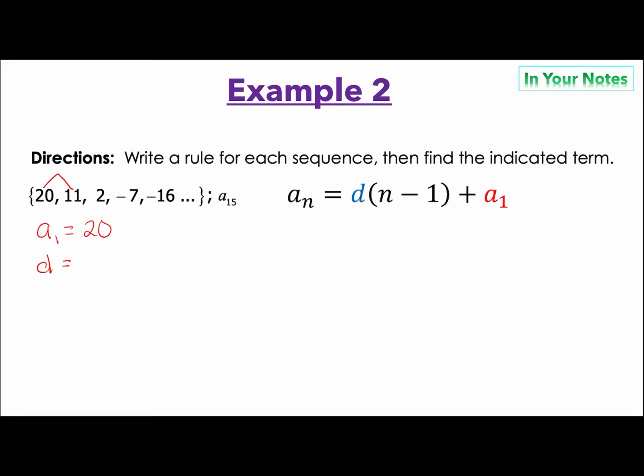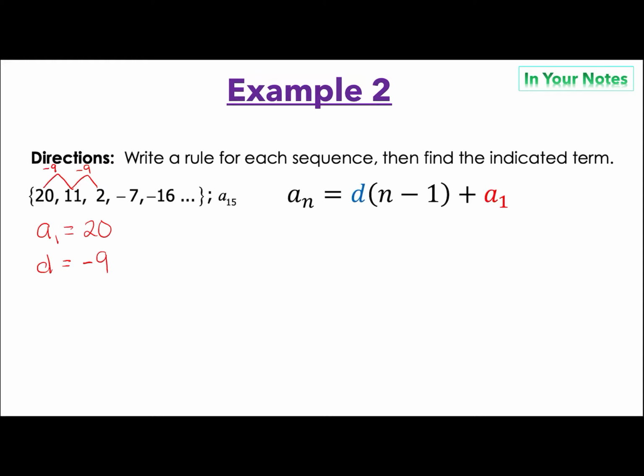All right, so to go from 20 to 11, think to yourself, is that getting bigger or smaller? Well, the numbers are getting smaller, so we're going to be subtracting. And you have to figure out, what is it that we are subtracting? Well, you can use a calculator if you need to, but you should know that 20 minus 9 is 11, and that 11 minus 9 is 2. So therefore, our pattern, our D, our common difference is negative 9.